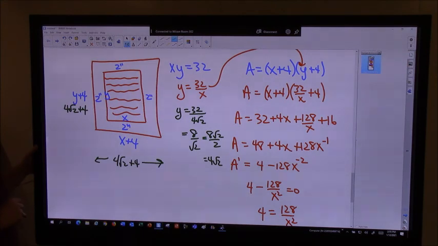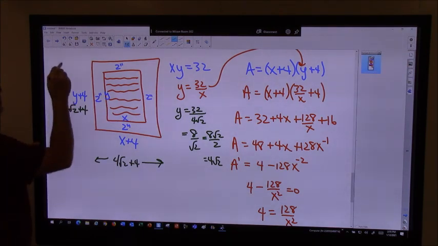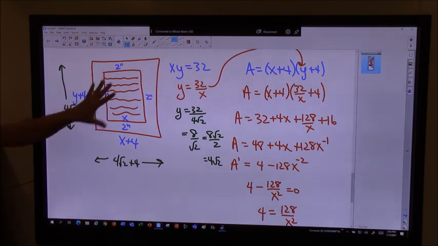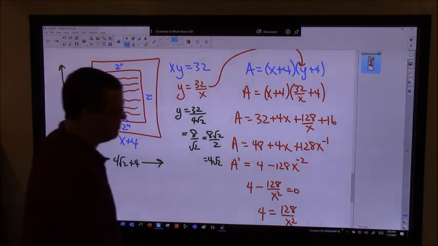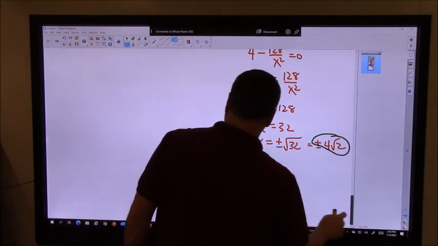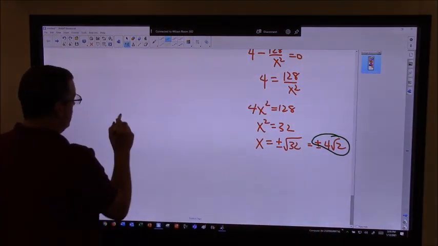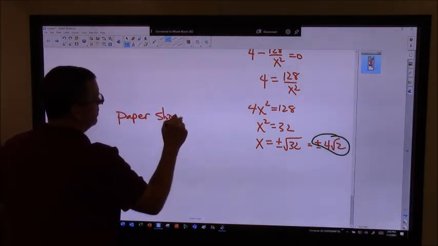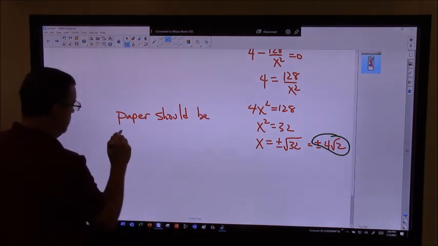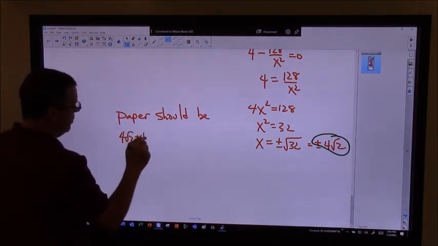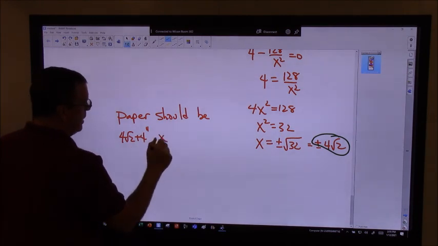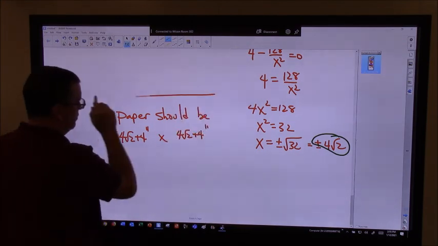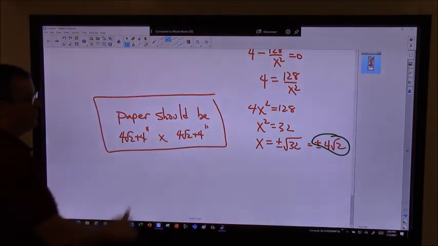My sheet of paper is a square, right? That's the best situation if I want to minimize the amount of paper that I'm going to use. So we're going to say here that the paper should be 4 root 2 plus 4 inches by 4 root 2 plus 4 inches. There's my dimensions for that piece of paper.